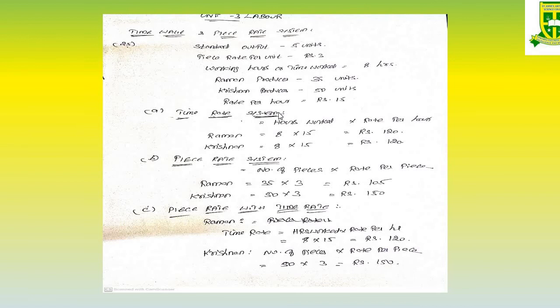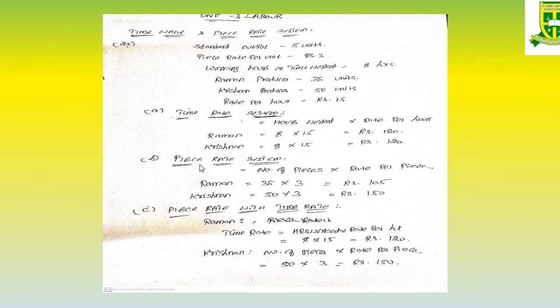Now apply the formula. First one is the time rate system. What is the formula? Hours worked into rate per hour. For how many employees? 2 employees. For both, the working hours will be 8. That can't be changed, so for both the value will be the same because it is based on time. So 8 into 15 is 120, because it's based on the number of hours worked. Always the number of hours worked per day will be 8.